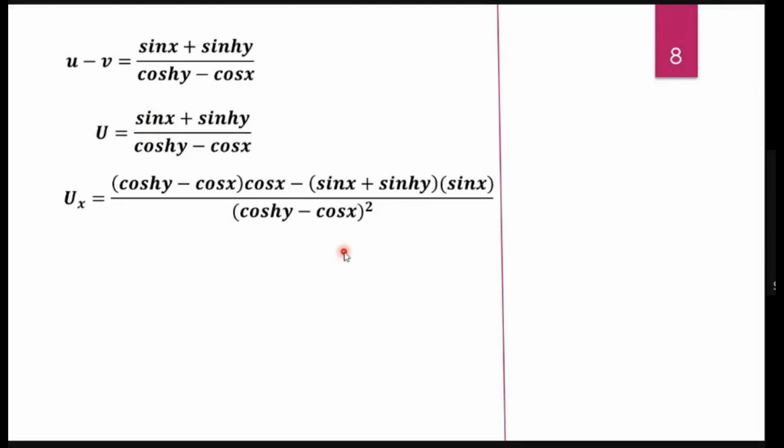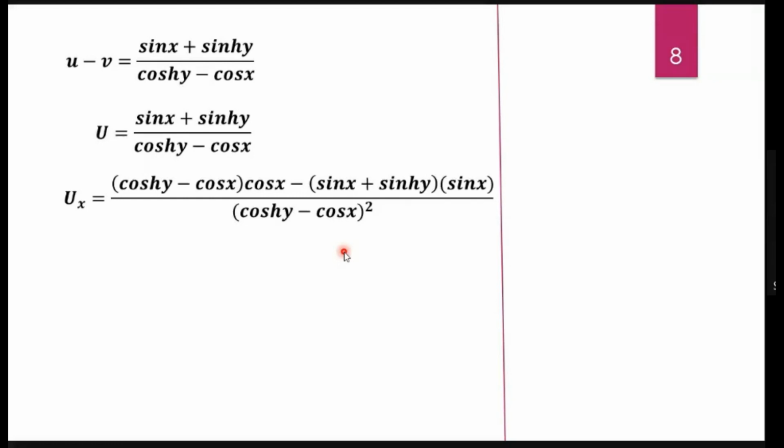Again, I am repeating, please don't write u dv minus v du. There is a common mistake we find in the paper. It is v du minus u dv. Students always make this mistake. The formula for u by v starts from v: v du minus u dv upon v square. We have used v du minus u dv upon v square.